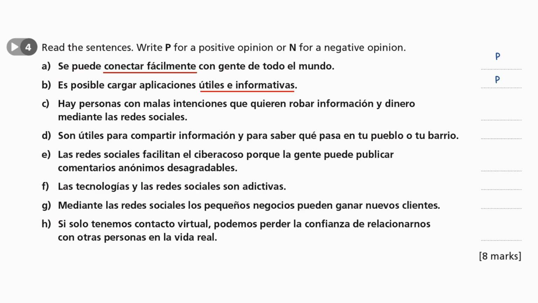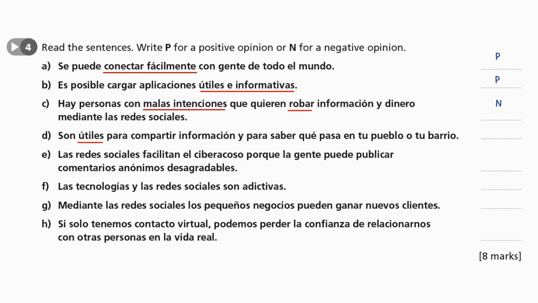In C, we have the phrase malas intenciones and we have the verb robar. So bad intentions and rob. So we can see that this is probably going to be negative. If we have a quick look at the sentence overall, we can see that it refers to people with bad intentions who want to rob information and money via social media. So that's a negative sentence.